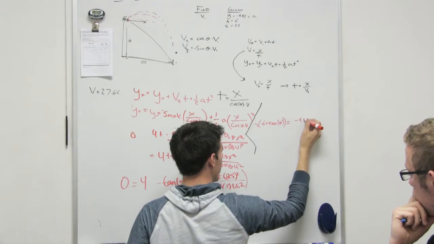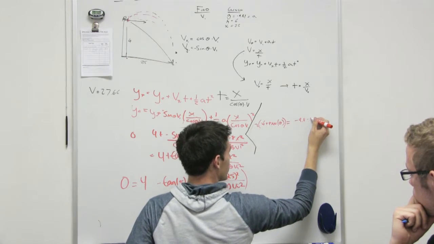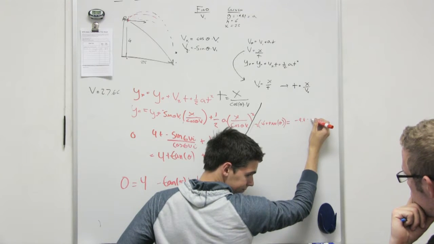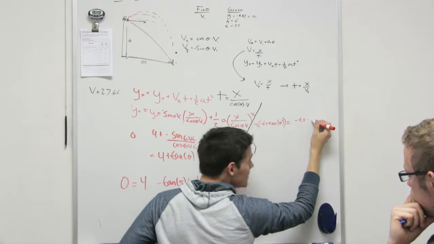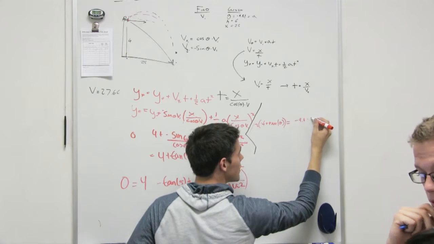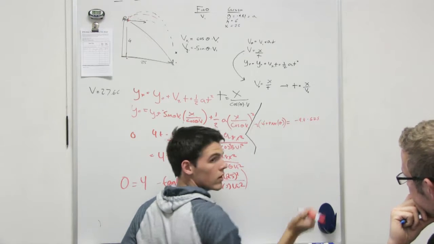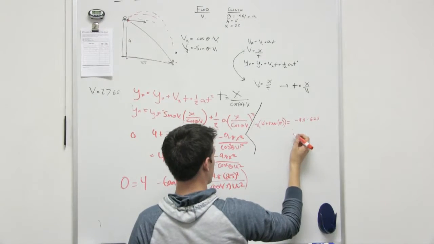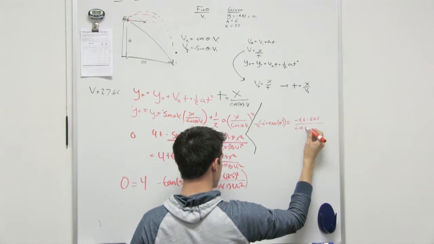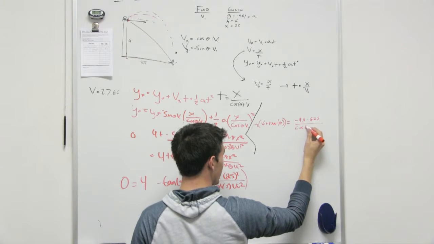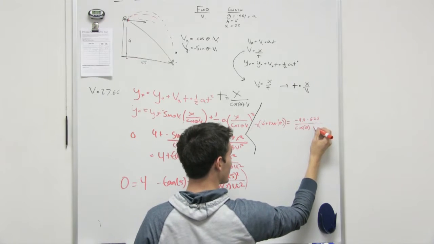negative 9.8 times 25 squared. Anybody? That's 625. Divided by cosine of theta, yeah.